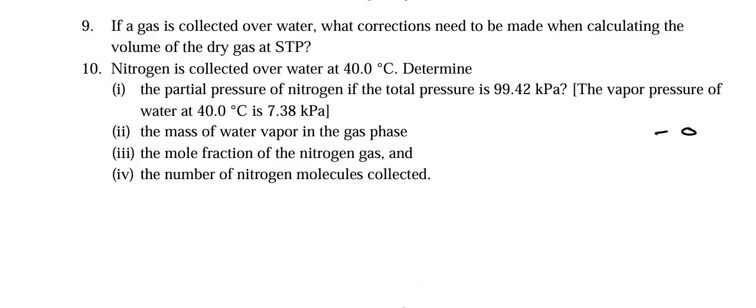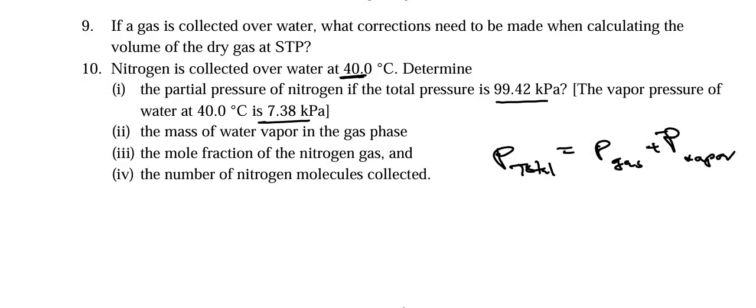Now the last one here, they are telling us nitrogen is collected over water, the temperature is given. Determine the partial pressure of nitrogen, if the total pressure is this and the vapor pressure is that. So this is a very logical stepwise question, because we know the total pressure is equal to the pressure of the gas plus the vapor pressure. So we can just use the total pressure, which is 99.42 kilopascals, that's 10 to the power 3 pascals.